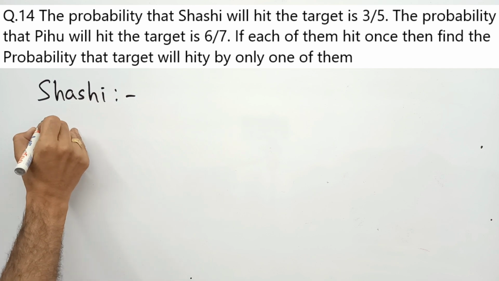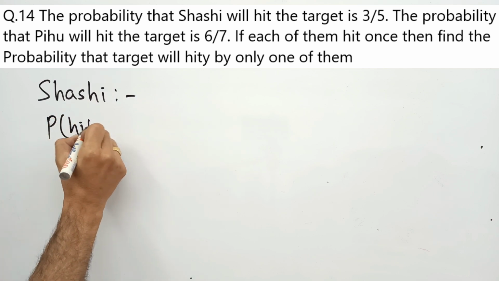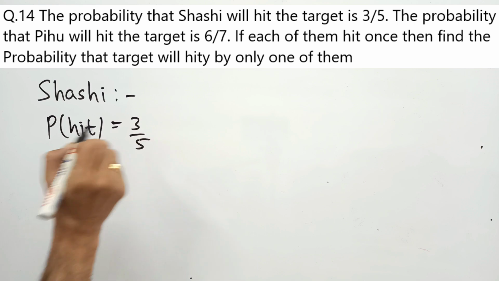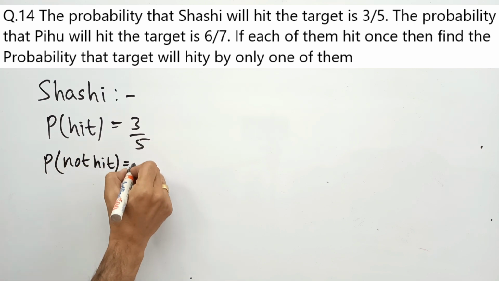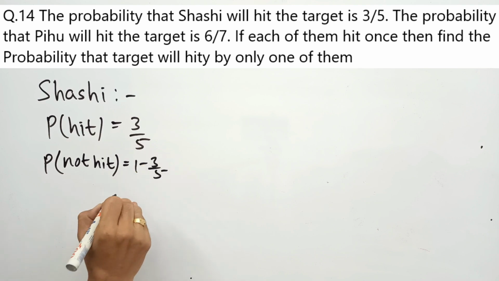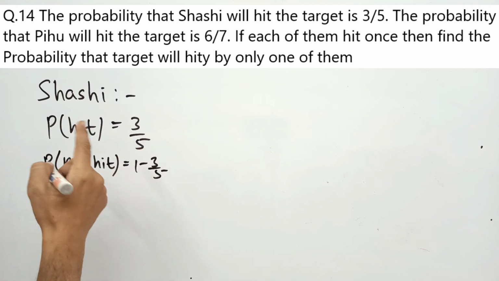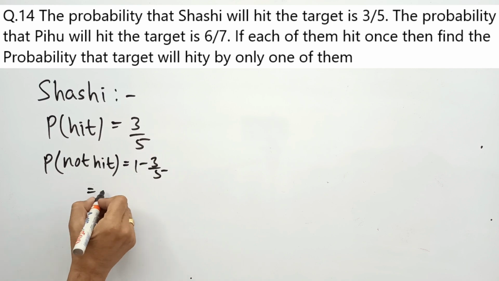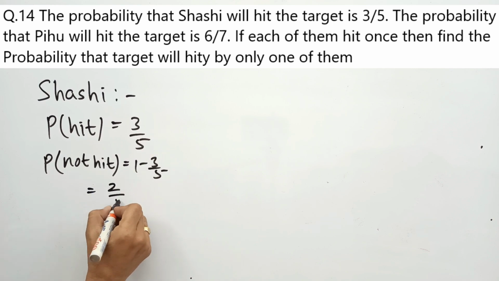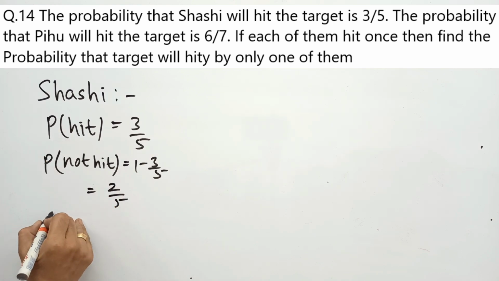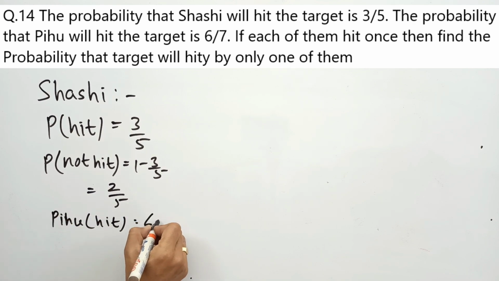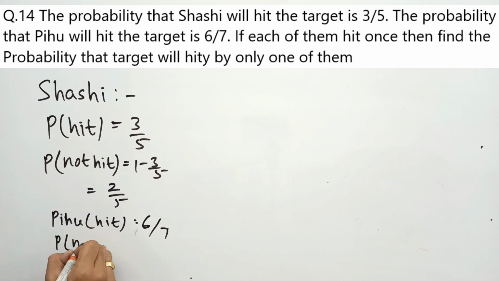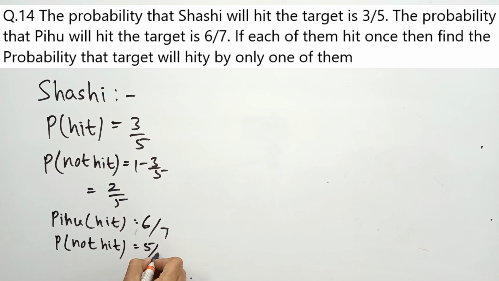For Shashi, the probability of hitting is equal to 3 upon 5. So the probability of not hitting will be 1 minus 3 upon 5. It's a very simple concept. Probability of an event is 1 minus the probability of not the event. So this will be 2 upon 5. Similarly for PU, it is given 6 upon 7. 1 minus 6 upon 7 is 5 upon 7.